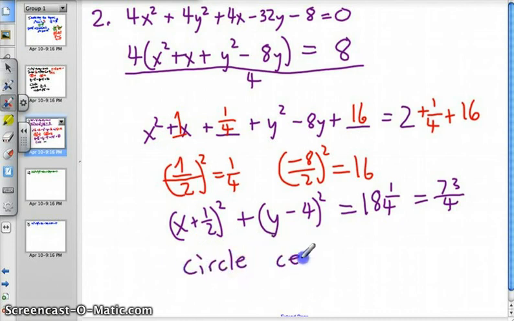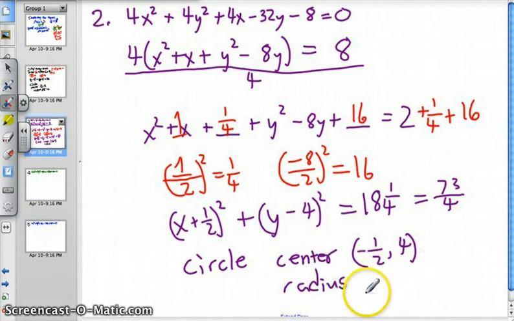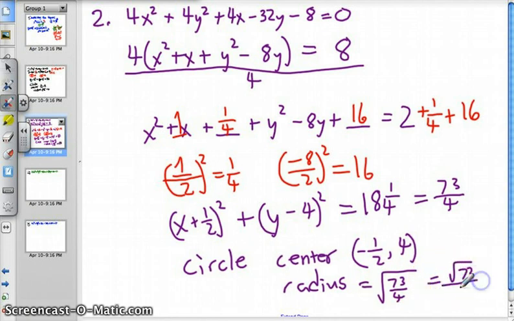with center -1/2, 4, and radius of square root, the whole thing, 73 over 4. And I know by my properties of radicals that that's actually square root of 73 over 2.